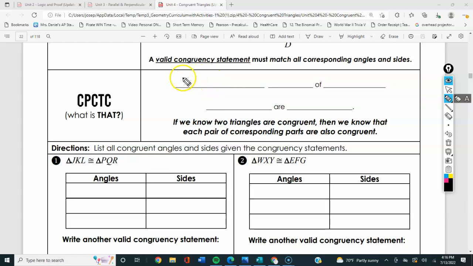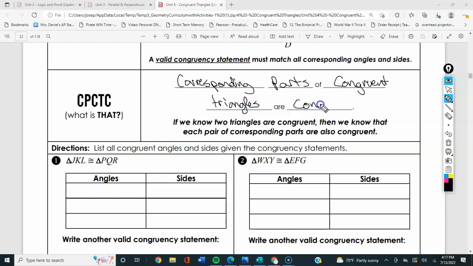Alright, CPCTC is corresponding parts of congruent triangles are congruent. Say it with me now. Corresponding parts of congruent triangles are congruent. I hear you. Nice job. Alright. Let's see what that means.